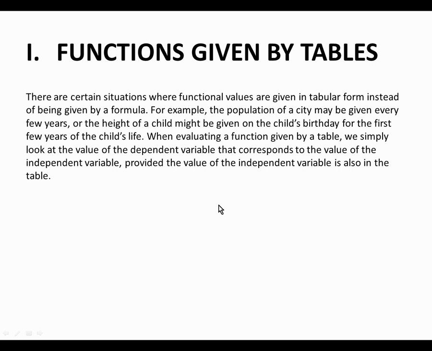So there's no function, you just kind of record data. So when you evaluate a function given by a table, you simply look at the value of the dependent variable that corresponds to the value of the independent variable, provided the value of the independent variable is also in the table. That's going to be the problem, is what happens if the value of the independent variable is actually not given in the table. If we had a formula, we could just plug the number into the formula. But with no formula, we have a problem. So some examples here.